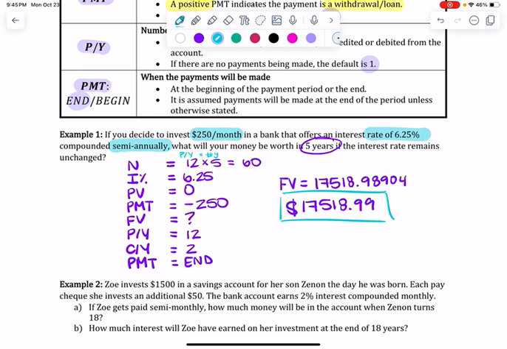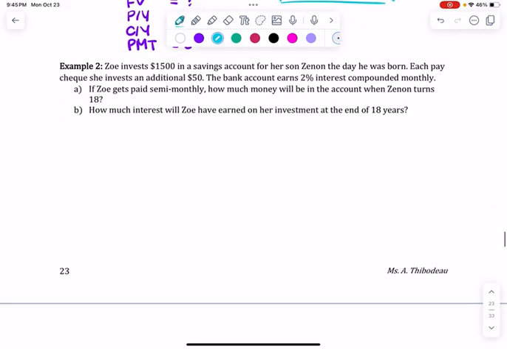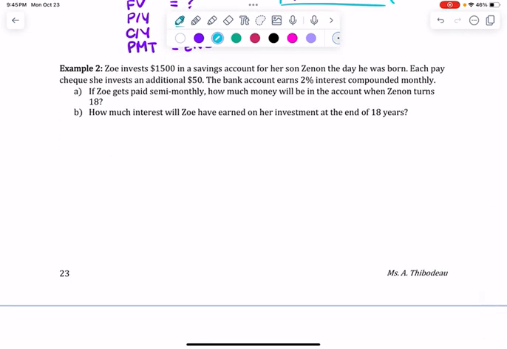Okay, we are going to try the same thing with the next question. The next question is a 2-parter. So we have Zoe investing $1,500 in a savings account for her son Zen on the day he was born. Each paycheck, she invests an additional $50. The bank account earns 2% interest compounded monthly. If Zoe gets paid semi-monthly, how much money will be in the account when Zen turns 18?